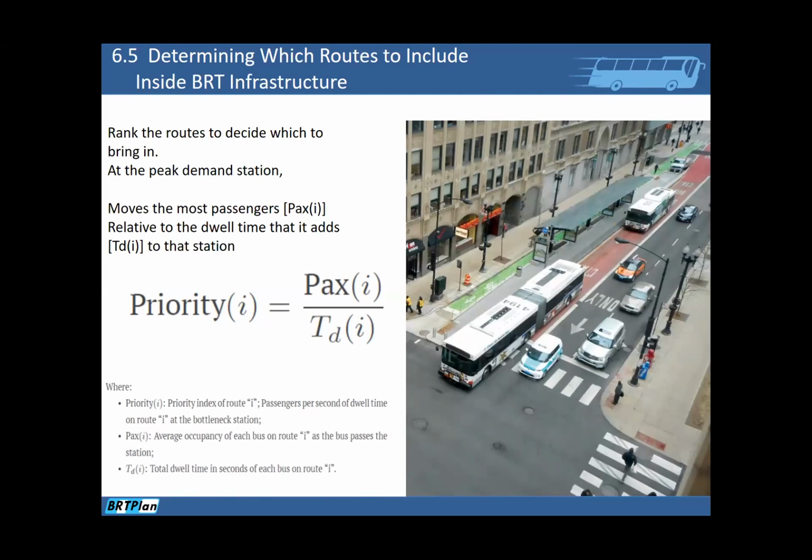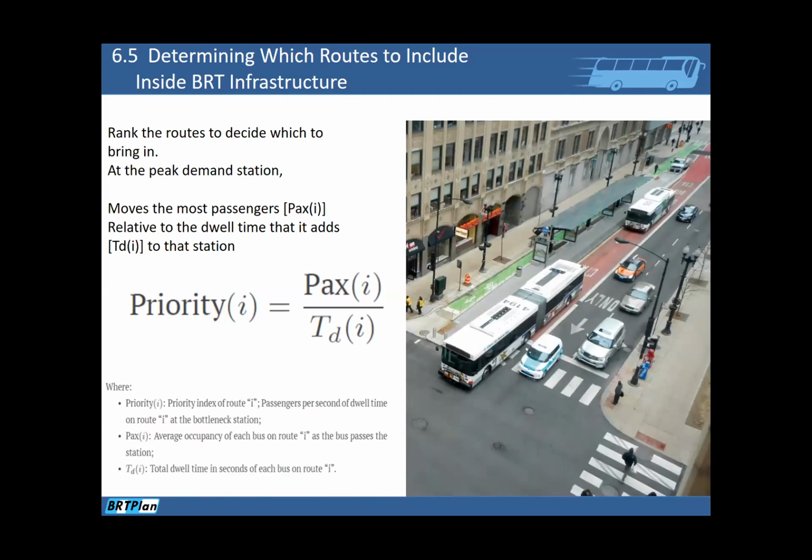And intuitively, it essentially says this: the buses that you want to add to the BRT lane first are those which move the most passengers through the corridor, but consume the least time at the bottleneck station, because you want to get as many people benefiting from the dedicated lane as possible, without saturating the bus stop, because that bus stop is causing the whole lane to slow down.